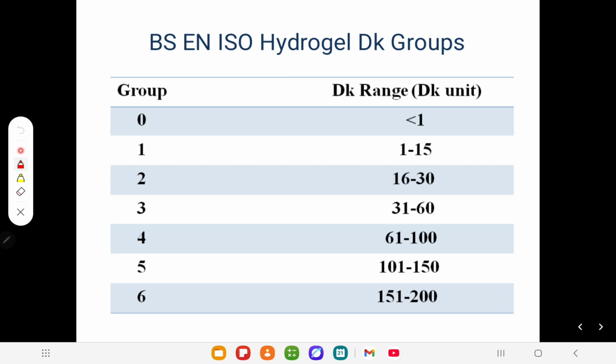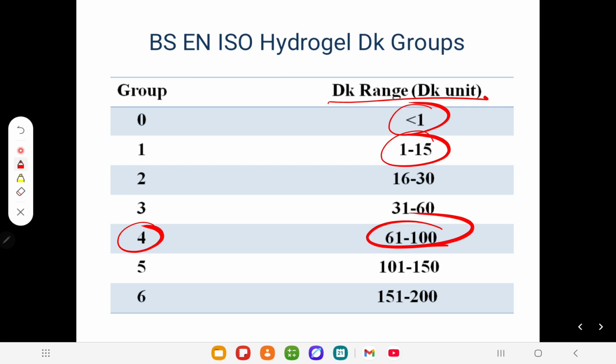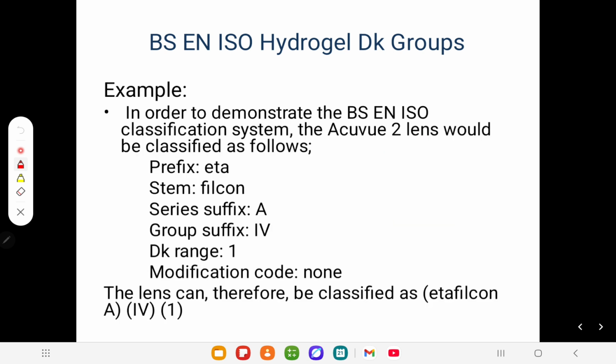So now what is the group on 0, 1, 2, 3, 4, 5, 6? It's basically the range in Dk. If it is less than 1 Dk, then it's 0, then 0 to 15, and then 1. It's very, very useful. Whenever you see the group suffix, the group number, then you come to know this is the Dk. So for example, to demonstrate the BNS ISO classification system, the AQV2 lens would be classified as follows.